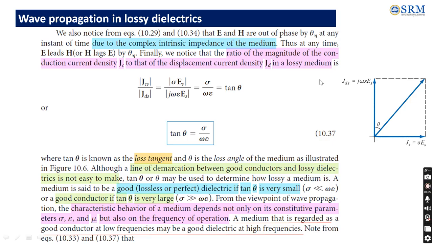I hope you understood about the wave propagation in lossy dielectric. In the next session, we will see how to solve a given problem in this particular medium.